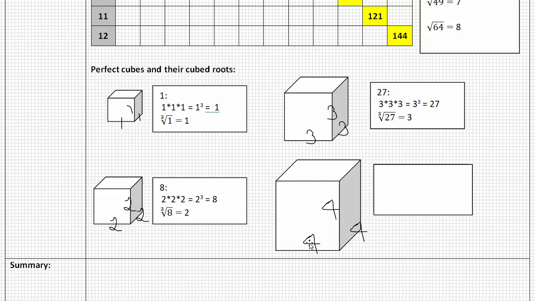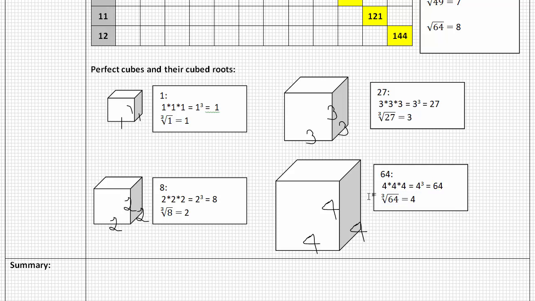Lastly, if we take 4, to find the fourth perfect cube number, 4 times 4 is 16, times 4 is 64. So 64 is the fourth perfect cube. It's found by taking 4 and raising it to the third power. So the cube root of 64 is 4.